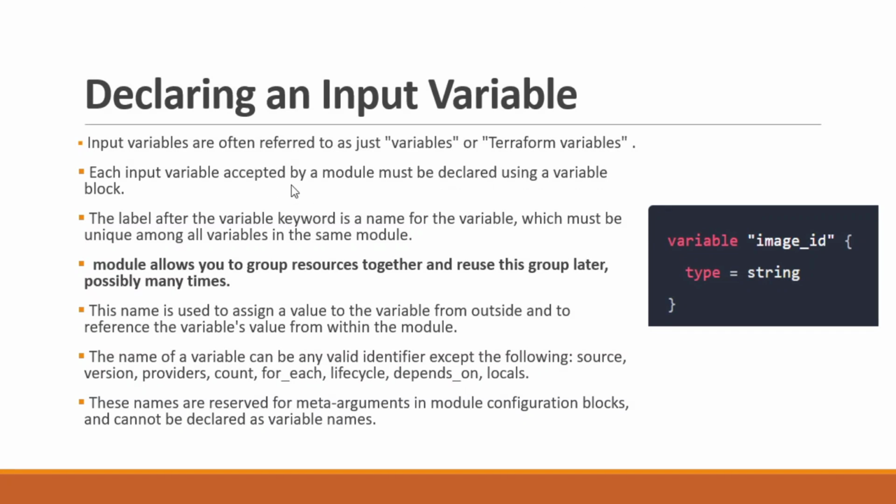Each input variable accepted by a module must be declared using a variable block. So if you are using any variable in your module, that should be declared under this particular variable block. The label after the variable keyword is the name for the variable, which must be unique among all variables in the same module.